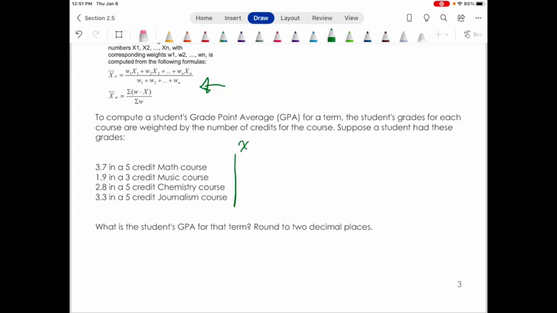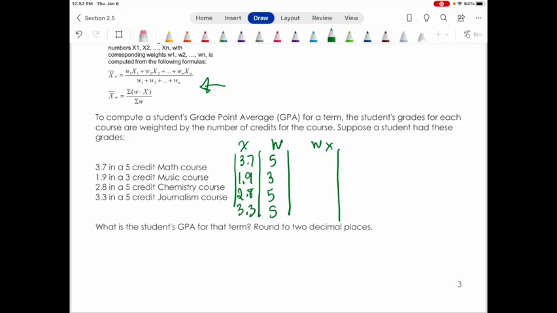So my x's, I'm going to make a chart here. My x's are my data values, my grades: 3.7, 1.9, 2.8, and 3.3. The corresponding weights would be 5, 3, 5, 5. So what we need to do then is find the products. We're going to multiply each of the weights times the corresponding x value. And then we're going to total them up and divide by the total number of credit hours, which is what your weights are.